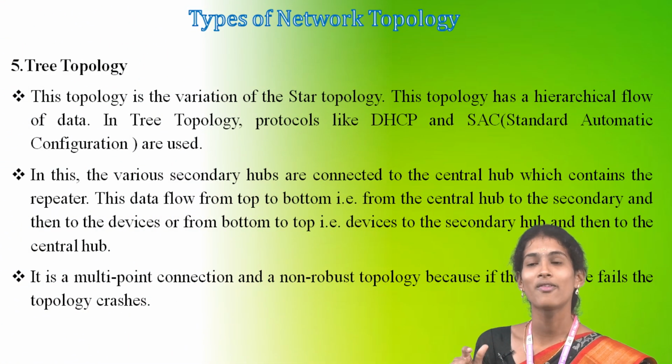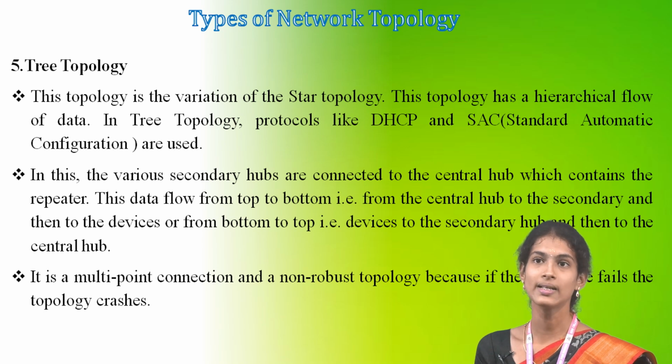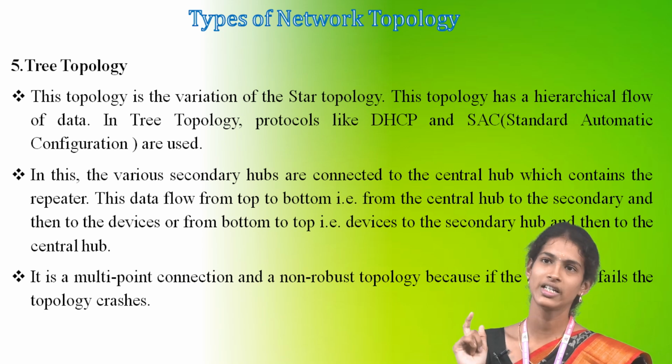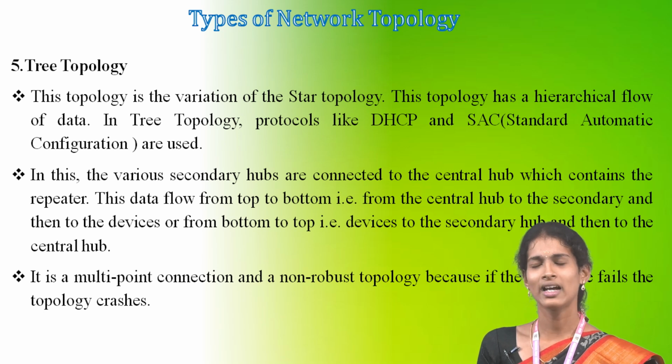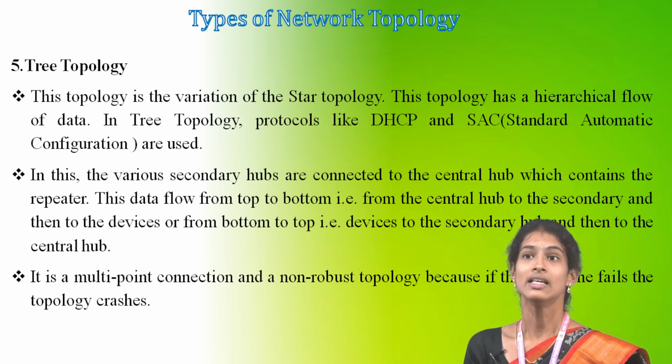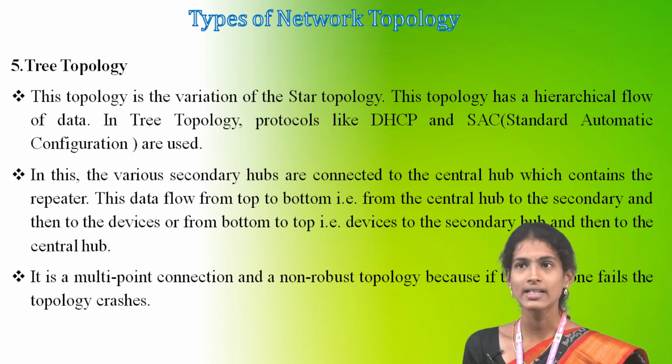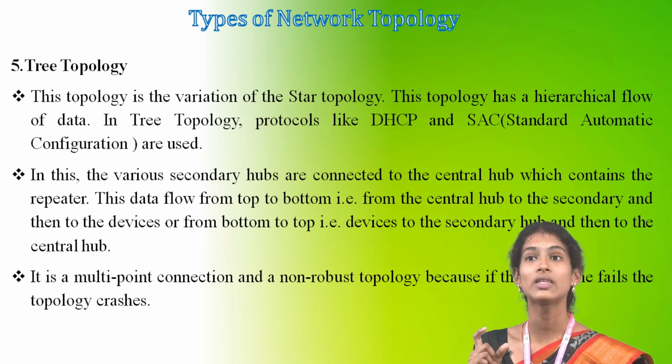The next term, tree topology. This topology is a variation of the star topology. This topology has a hierarchical flow of data. In tree topology, protocols like DHCP and SAC standard automatic configuration are used. In this, the various secondary hubs are connected to the central hub, which contains the repeater.